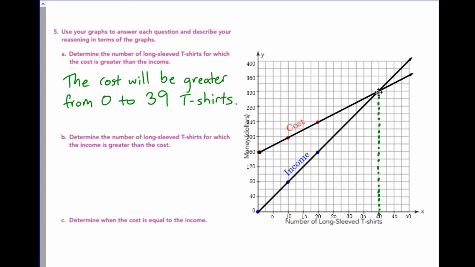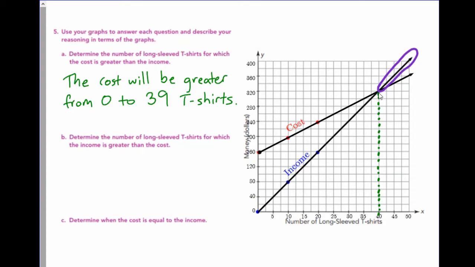Okay. B says determine the number of long sleeve t-shirts for which the income is greater. Well, the income is greater when we're past that point, because right here it switches and the income now is greater than the cost. So it's past the dotted green line that the income is greater.